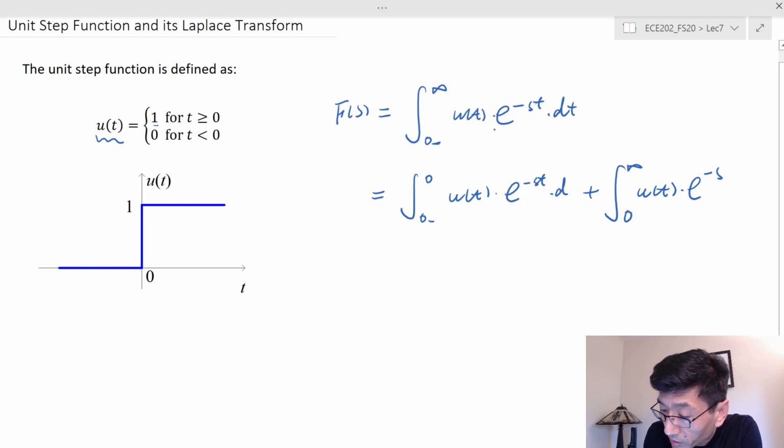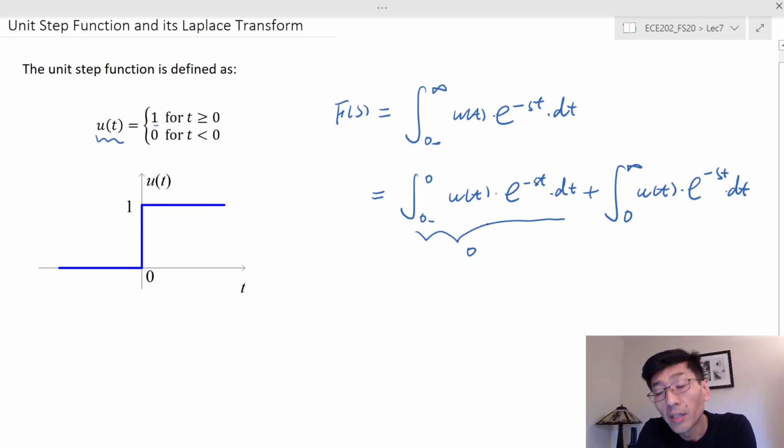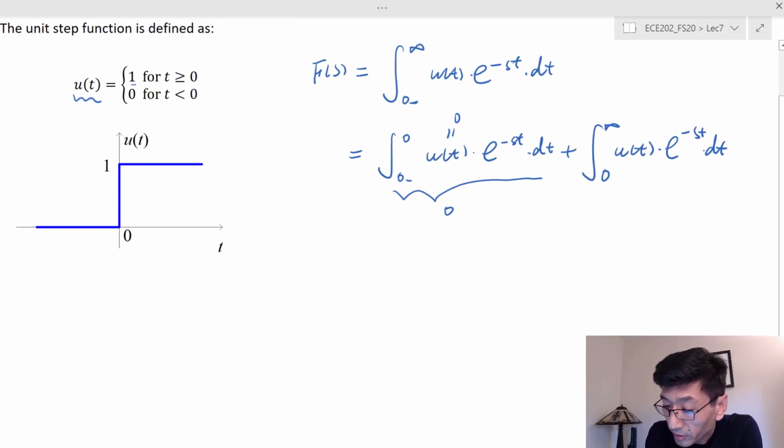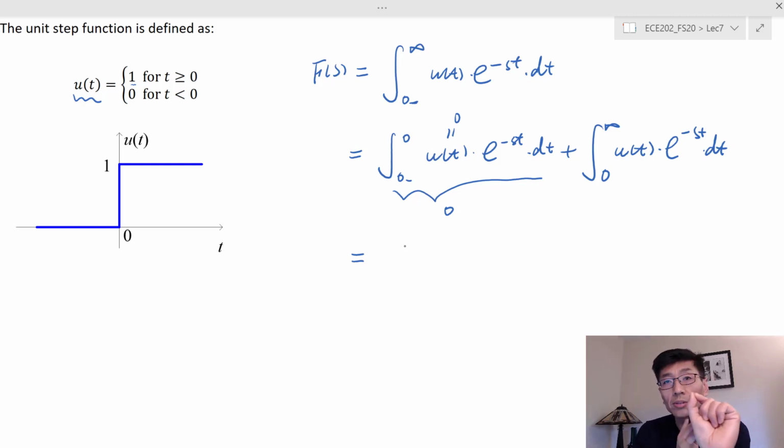If you start with this 0 minus to 0 integral, in this case this one is going to be equal to 0, because when t is less than 0, u(t) is 0, right? So the first term is 0. That's the reason you don't really have anything to integrate. You can start from 0 instead of 0 minus. And by the way, 0 minus is just very close to 0, but it's less than 0, right? Infinitely close to 0 on the left side of the time axis.